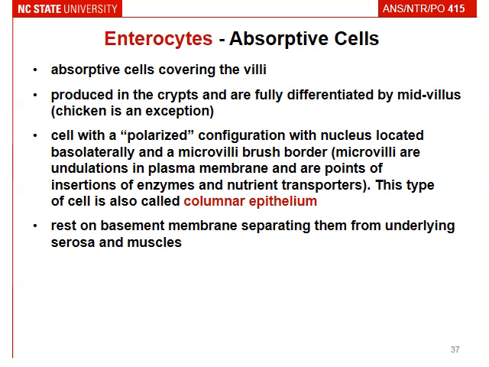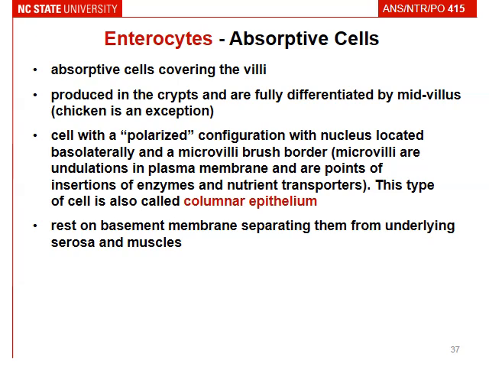So I've mentioned a few times about enterocytes. Enterocytes are the absorptive cells within the intestine, and they cover the villi. And they are produced in the crypts, and they are fully differentiated, meaning that they are fully functioning, mature by the time they reach the mid-villus. The exception is the chicken. So chickens can actually have enterocyte mitosis occurring at the tip of the villi. So chickens are the anomaly.